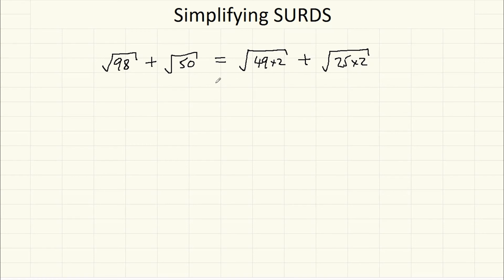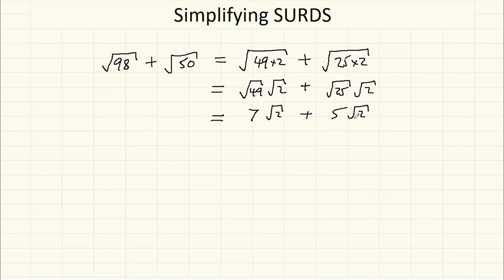Okay, now we've got these, let's sort them out. So this is root 49 times root 2 plus root 25 times root 2. So this equals 7 root 2 plus 5 root 2. And if we wanted to, we can now take the root 2 out of those two terms. So this now becomes 12 root 2. And that's the answer.